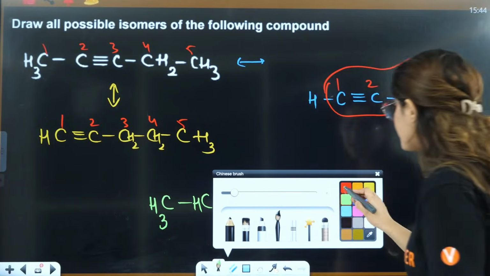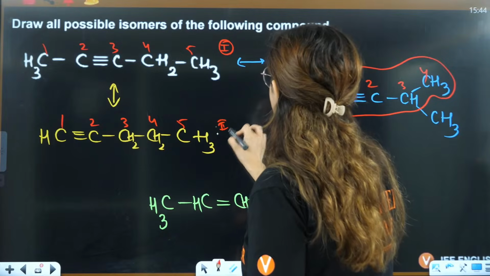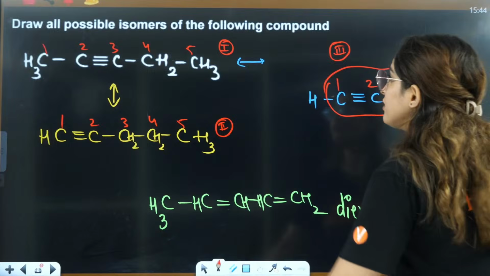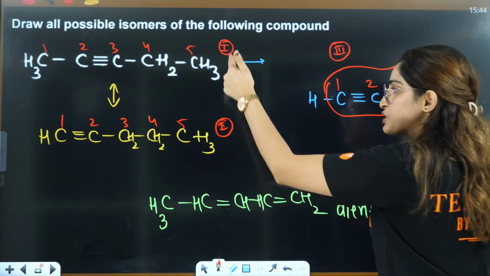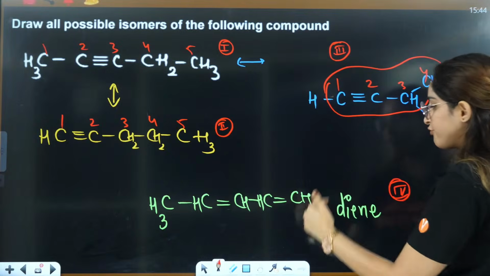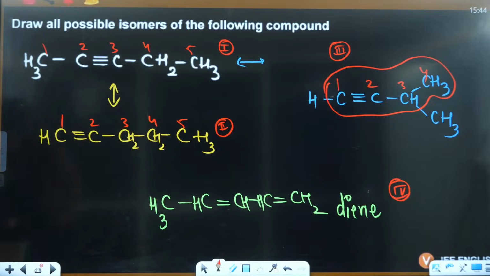So the bond has changed. So if you say this is the first structure, this is second structure, this is third and this is fourth. Then 1 and 2 are position isomer. 1 and 3 are chain isomer. 1 and 4 are functional group isomer where the bond has entirely changed.